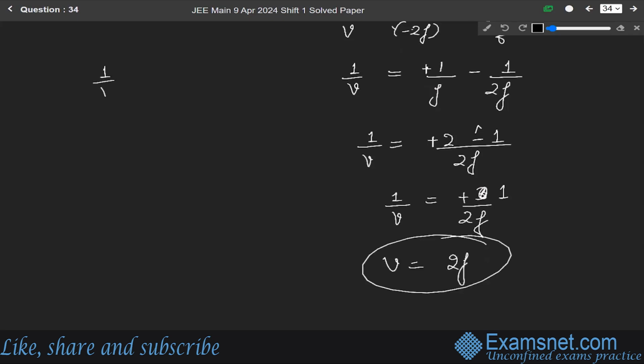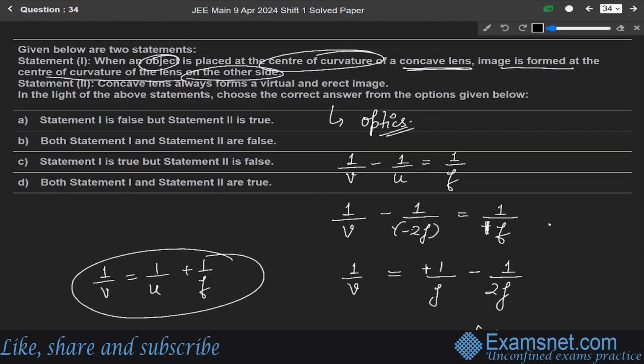So 1 over V equals 1 over U plus 1 over F. If it is like this, it is forming a virtual image of a real object. So the second statement, that a concave lens always forms a virtual and erect image, this statement is wrong, as it is forming a virtual or real image, not only a virtual image. So from this, statement 1 is true, but statement second is false, according to me. No, sorry, statement 1 is also false.